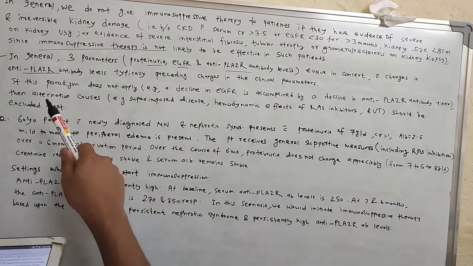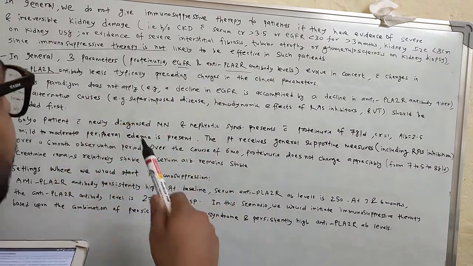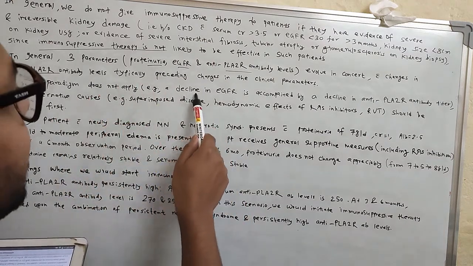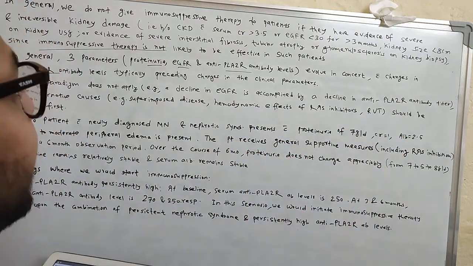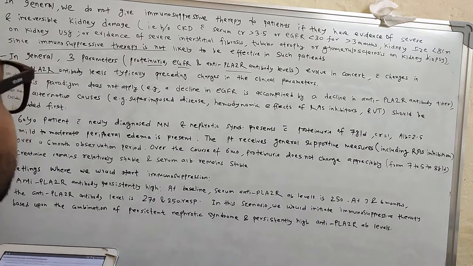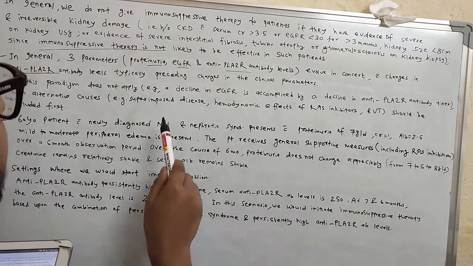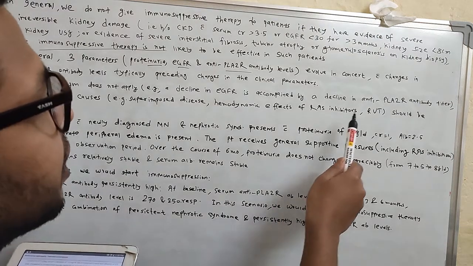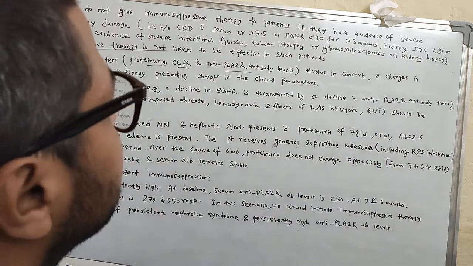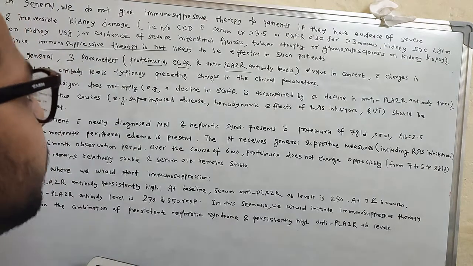In this paradigm, if it does not apply, say a decline in eGFR is not accompanied by a decline in antibody titer, then alternative causes should be excluded first, like superimposed disease, hemodynamic effects of RAS inhibitors, and renal vein thrombosis. So these should be excluded first.